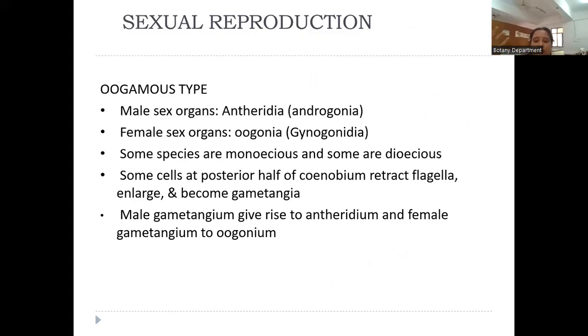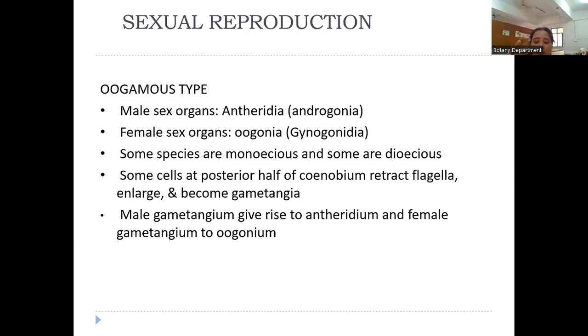Sexual reproduction in Volvox is only by the oogamy type. I'll explain oogamy, isogamy, anisogamy, and physiological anisogamy in the last class. But here, in sexual reproduction in Volvox, you can observe the oogamy type. Many species of Volvox are dioecious, some are monoecious. Dioecious, best examples: Volvox aureus, Volvox rousseletii. Few species are monoecious. Best examples: Volvox globator, Volvox capensis.